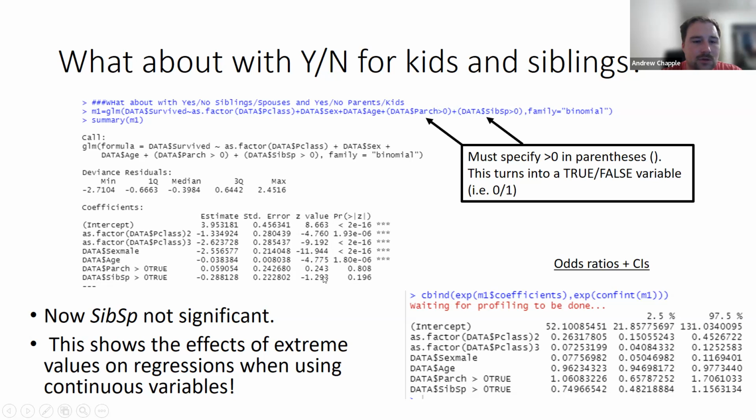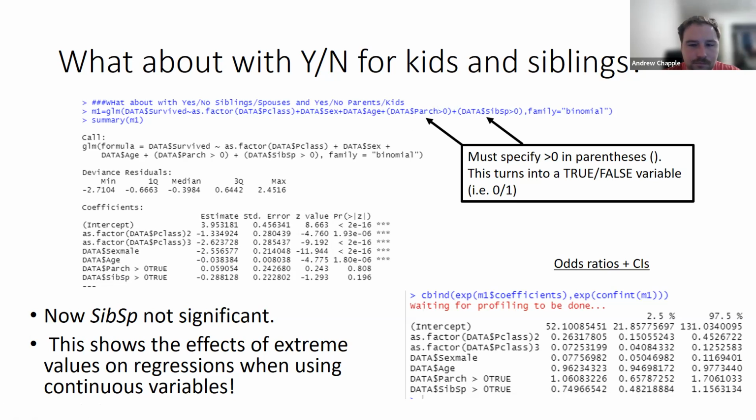So if I look at the results now, what do I see in the bottom? I see that the number of parents and kids and the number of siblings and spouses now is not significant. You can see these p-values are bigger than 0.05. The rest of the results don't change, right? Increased age decreases your chance of survival. Being a male decreases your chance of survival, and being in classes 2 or 3 decreases your survival compared to class 1.